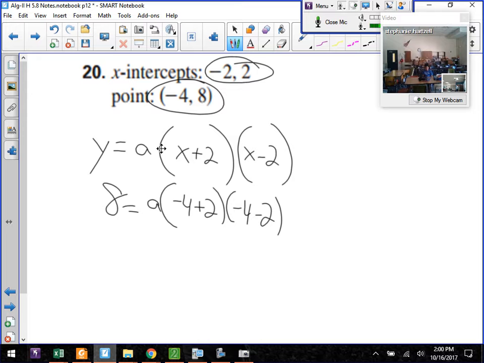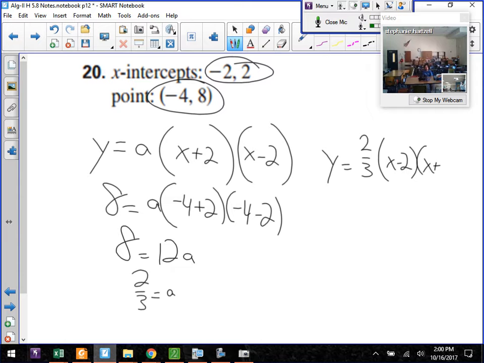So there's a lot of the same thing over and over again. So what's -4 and 2? -2. -4 minus 2 would be what? -6. That gets me 12, I believe. So that gives me 8 equals 12a. Divide that out, we get 2/3. So your a value is 2/3. Don't use 0.6 with a bar. So your final answer would have been y equals 2/3 times (x minus 2) times (x plus 2).